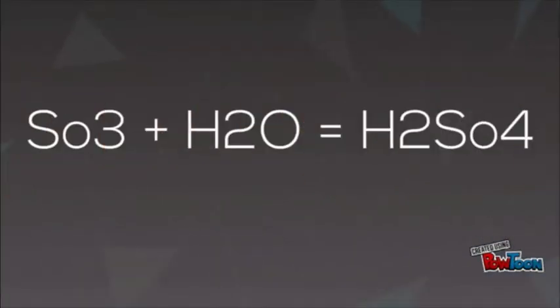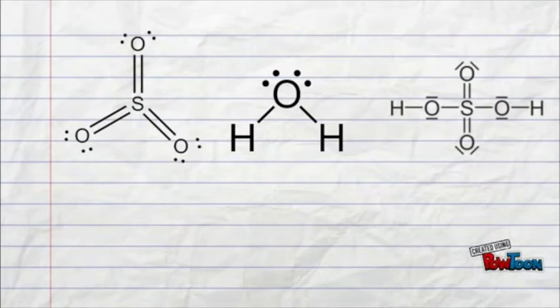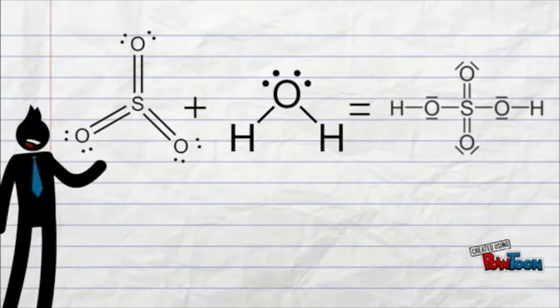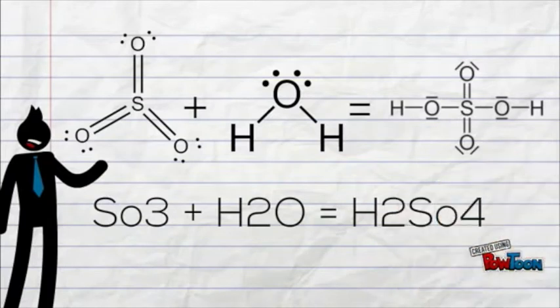Now let's watch this equation: SO3 plus water forming sulfuric acid. Did you know this is also the equation that forms when acid rain is forming? So now, let's see how this equation works. We have 3 oxygens in SO3, but we also have 4 in H2SO4, which means that 1 oxygen of H2O has moved to SO3. But how can this happen?